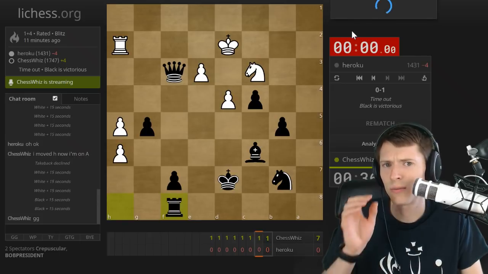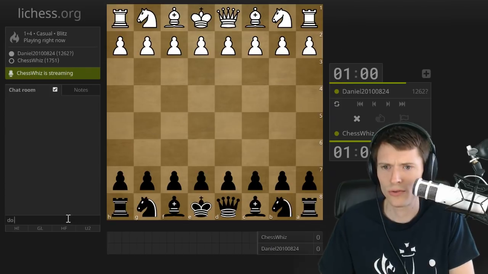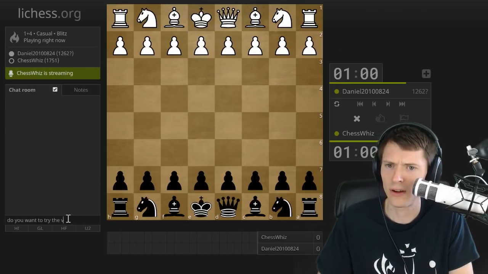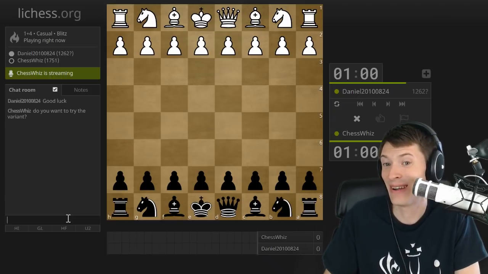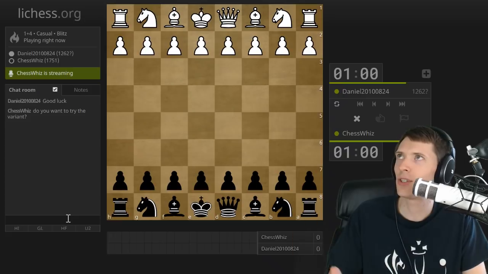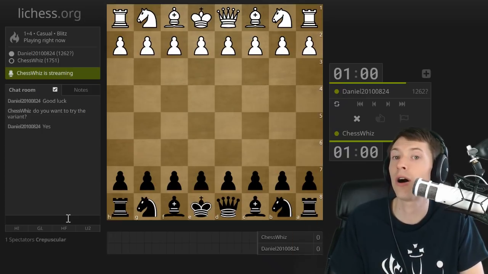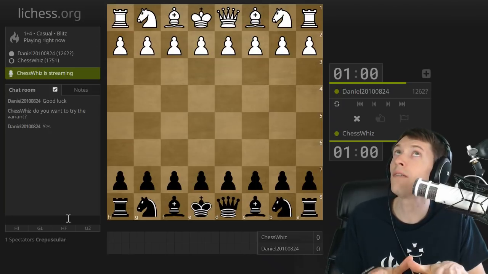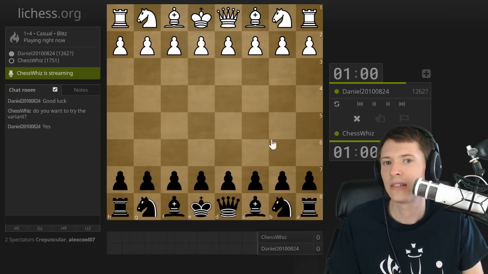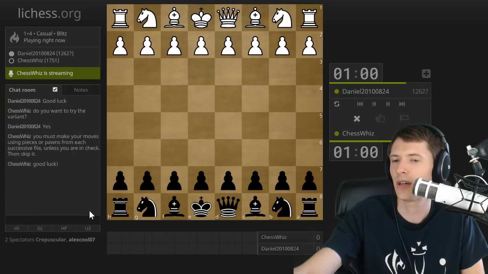I have a challenge from Daniel. Let's see what it is. Looks like chess. Do you want to try the variant? Do you want your brain to explode? I used to just take challenges from people and be like, okay, let's play. I make my move, and then I realize that they're not playing where if you capture five pawns, your bishop becomes a super bishop. They're just playing chess. And then I get myself into a bad situation. So it's always better to ask first. So he says yes, so let's try it.